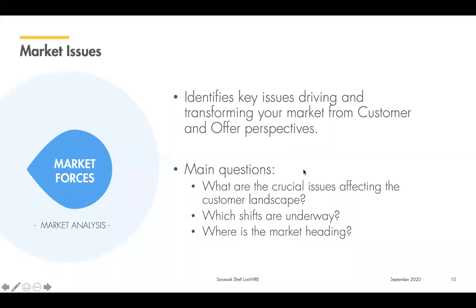The questions are, what are the crucial issues affecting the customer landscape? Which shifts are underway? What's happening now that will change something in, say, 3 years or 5 years down the road, right? One of the things that people normally land on is technology, obviously, but there are other shifts as well. And where is the market heading? Where is the consumer heading?